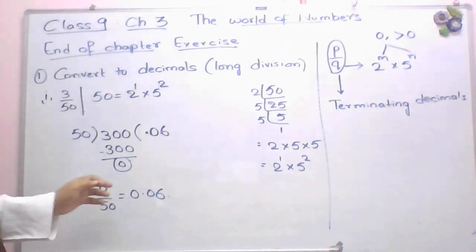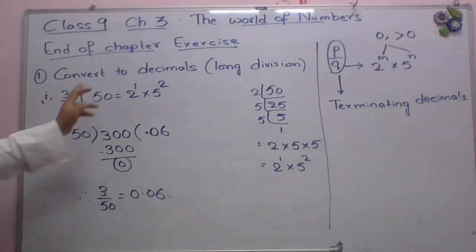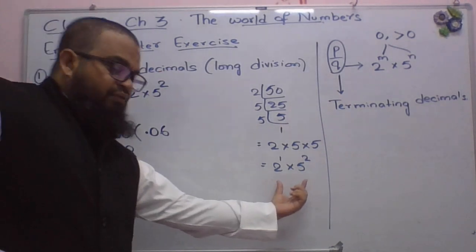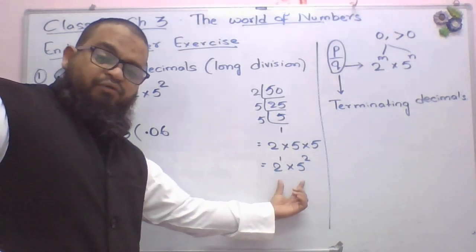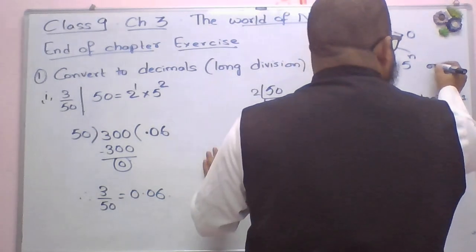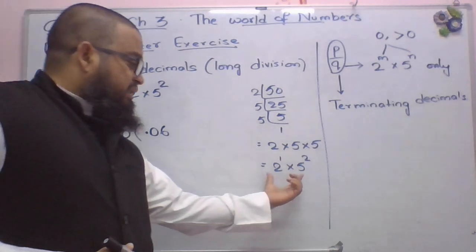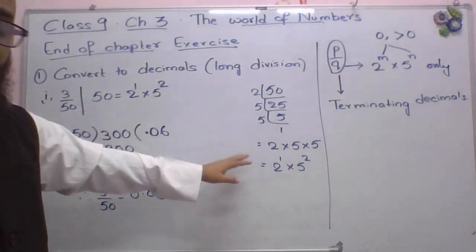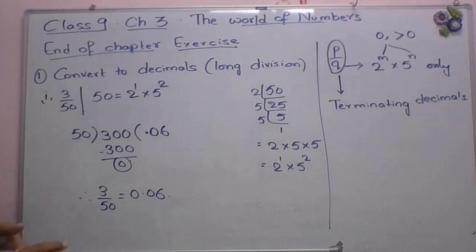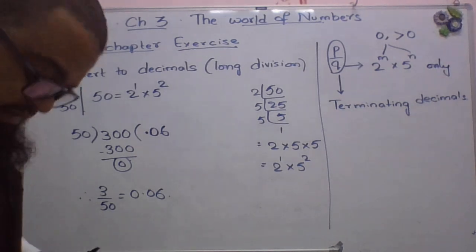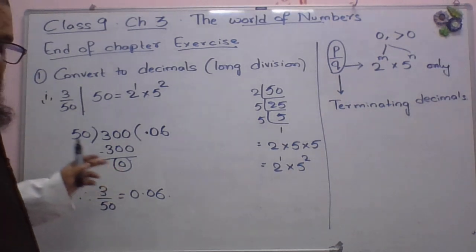The same question, if they ask you 3 by 50, is it a terminating decimal or not? So what you do? You just prime factorize, and if the prime factorization is the product of 2 to the power of m and 5 to the power of n only, and let me write here, it should be only. Okay, it should not contain any other prime number. If it is in this product, then the fraction 3 by 50 can be written as a terminating decimal. Got it? Now let us see the next second question. Yeah. So please pause it and copy.